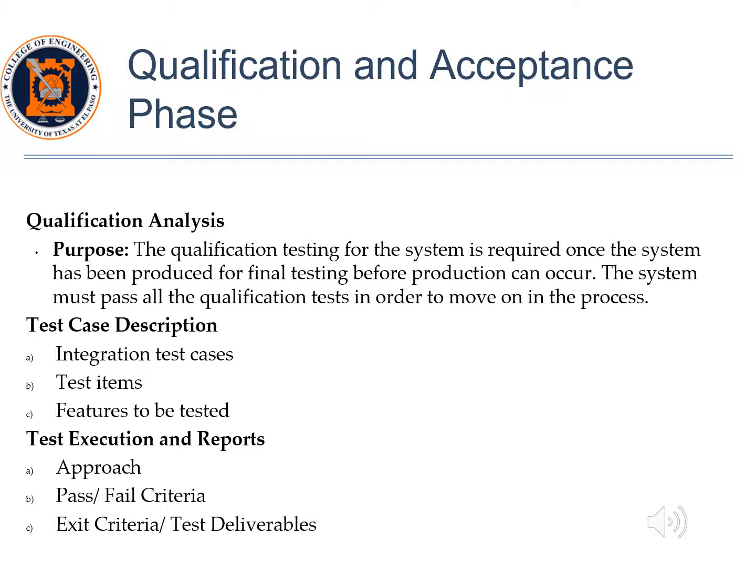(7.5.1) Qualification analysis. The qualification testing for the system is required once the system has been produced for final testing before production can occur. The system must pass all qualification tests in order to move on in the process. Integration test cases. The qualification test will require a security audit of the fully integrated and operational glucose monitoring system and its operating business entity that runs the whole gamut, including IT, customer support, etc.